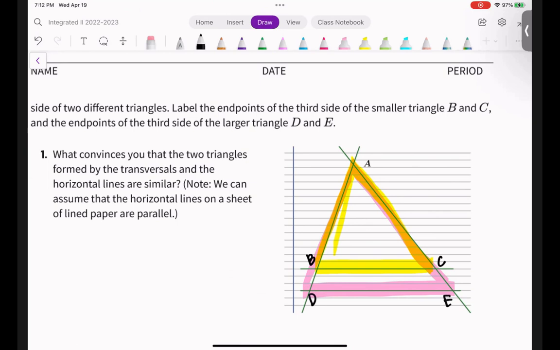And whenever we're labeling points, we always use capital letters. Smaller letters, or lowercase letters, always indicate the length of a side or a variable.